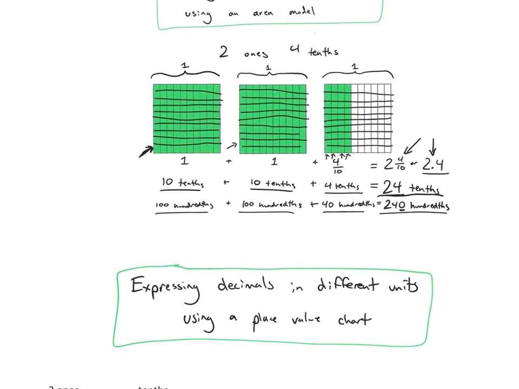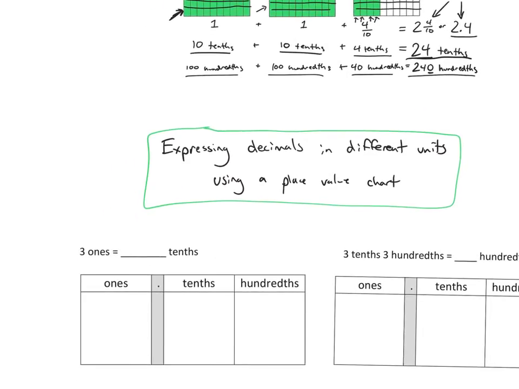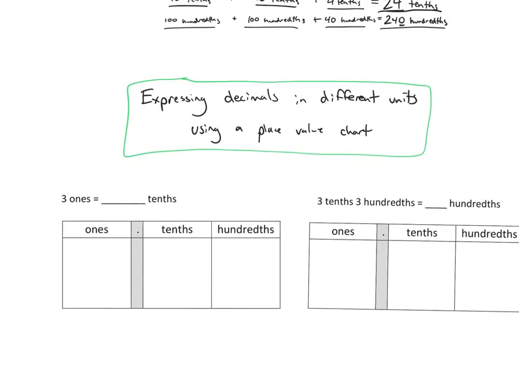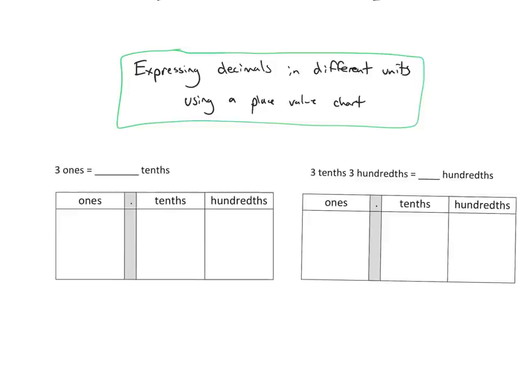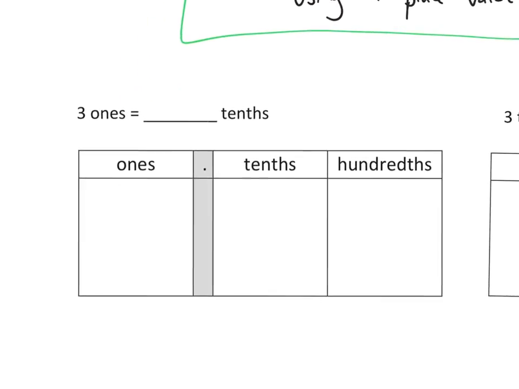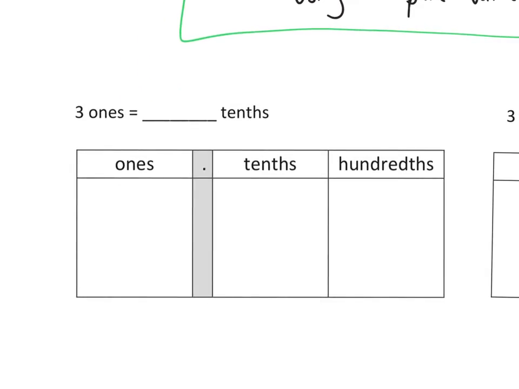We can also use another strategy to represent different numbers with different units. So I'm now going to be expressing decimals in different units using a place value chart. Let's zoom in and start with this first problem. I'm going to be representing 3 ones in terms of tenths using the place value chart. I'm going to start out by representing this number on the place value chart with just little place value discs. So 3 little dots in the ones column.